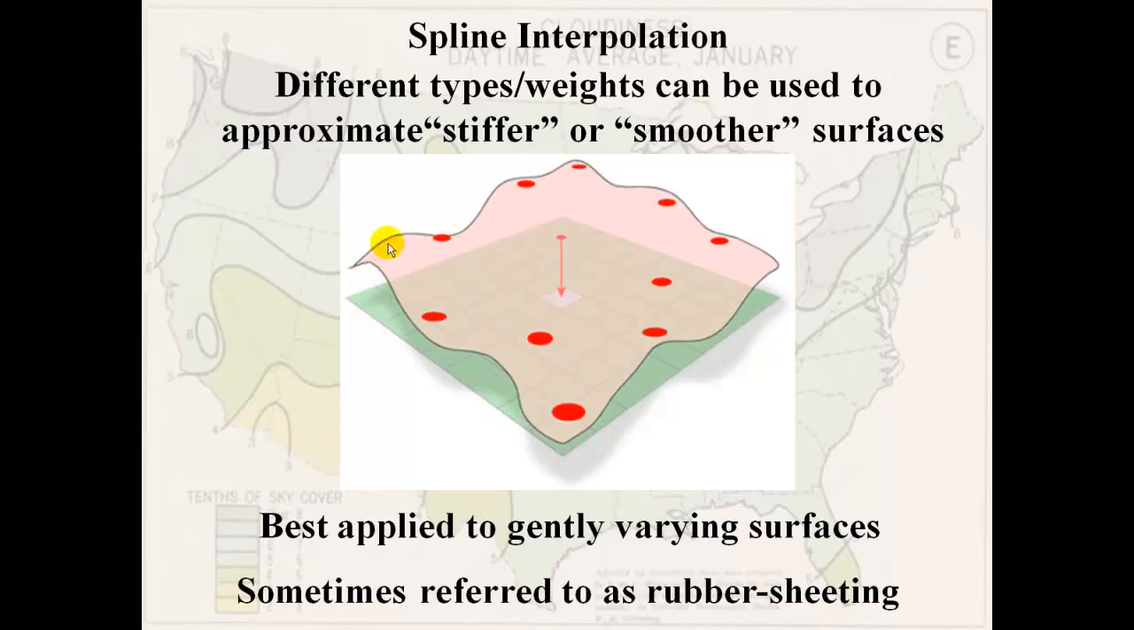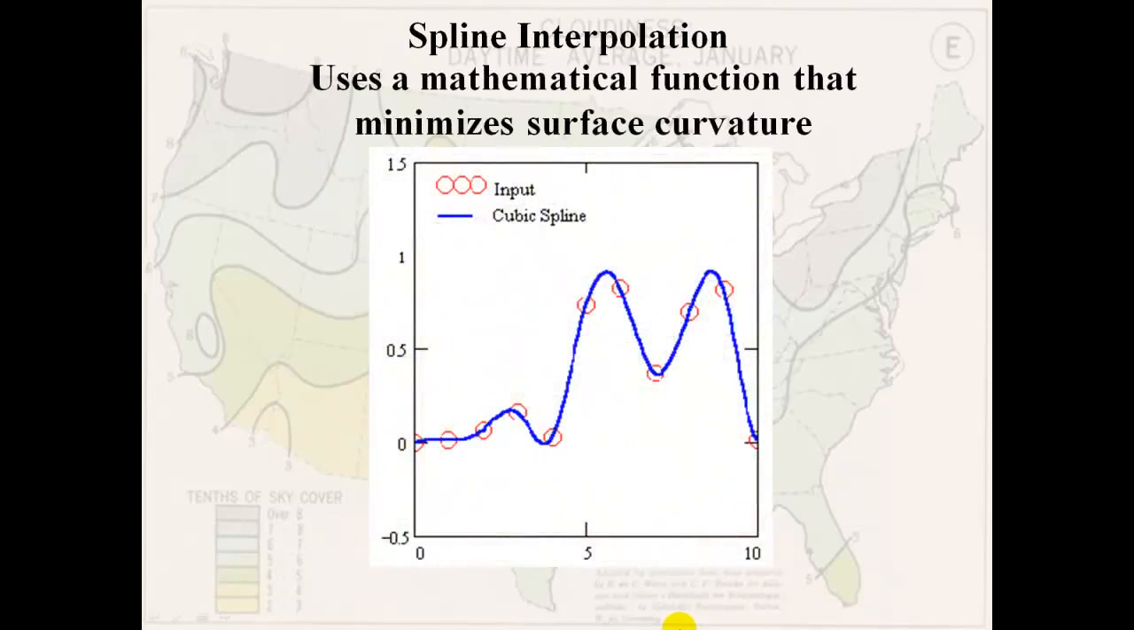And so that rubber sheet is going to touch the nails, but it's going to have to bend and flex between the nails, and so you're going to get a smooth surface that will go through all the points. So it's going to be an exact interpolator, but it will overshoot and undershoot in places. So what it's basically doing mathematically is it's using a mathematical function to fit a curve locally to some number of points that minimizes the curvature in the surface.